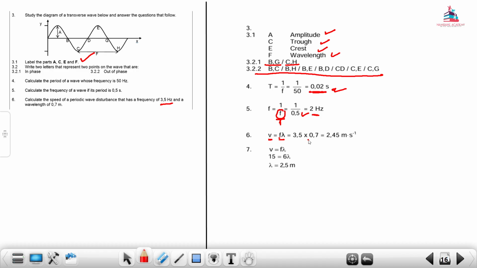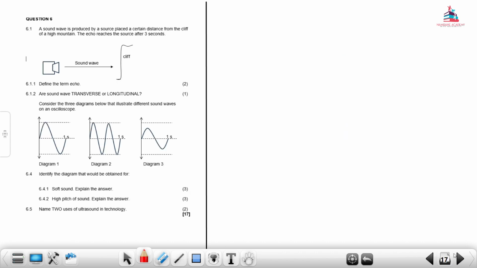And then what is our wavelength in meters? 0.7. Remember, if it's not in meters, you need to convert to meters. And then the answer will be 2.45 meters per second. Then next slide.